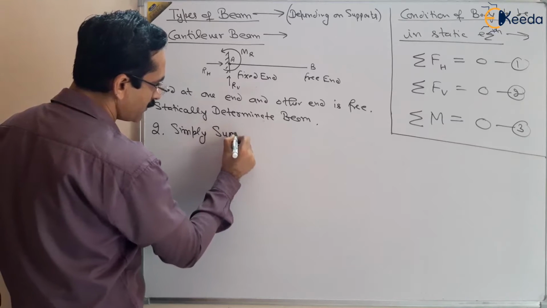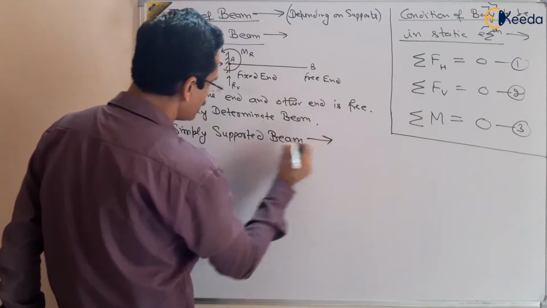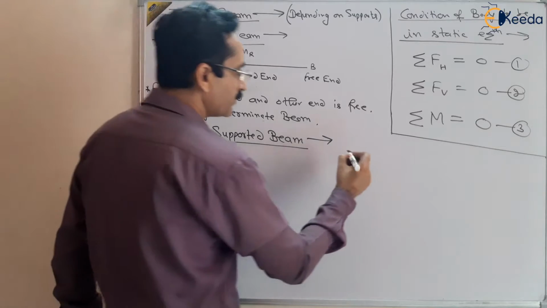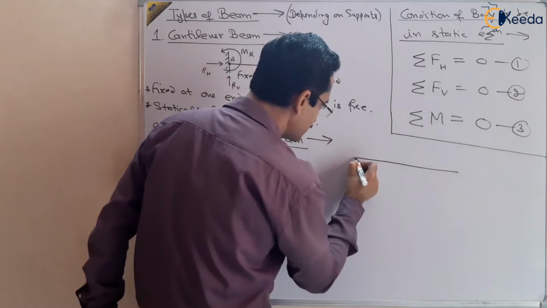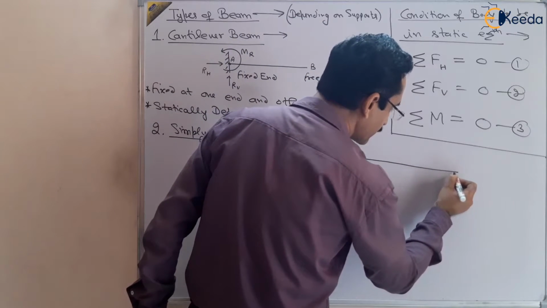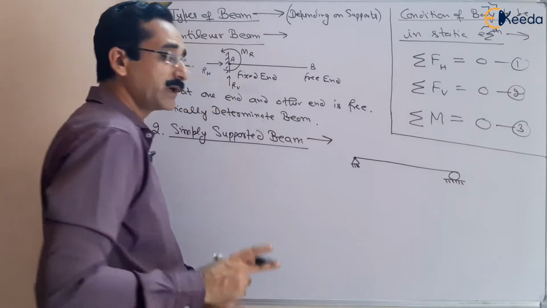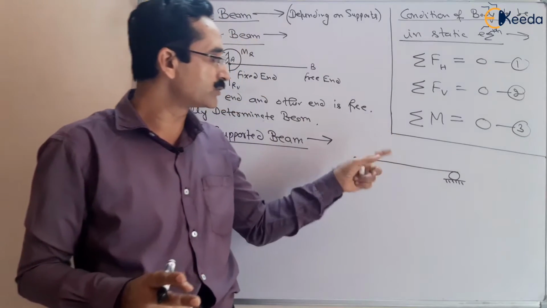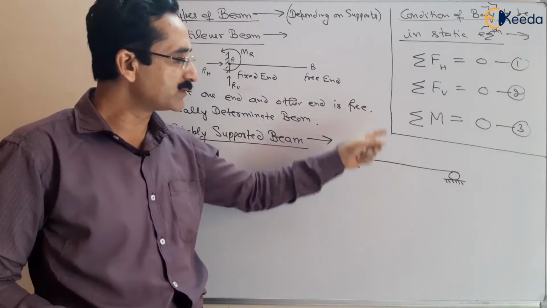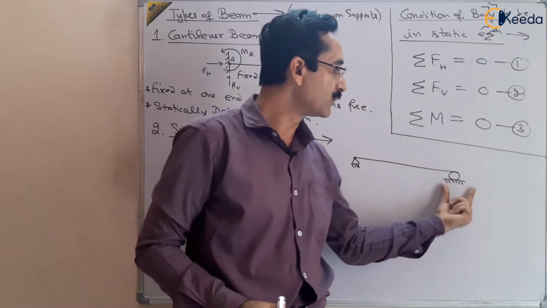Simply supported beam. What is a simply supported beam? The beam which is supported by one hinge joint and another roller joint or roller support. There are 2 supports to carry this beam, and this is called a simply supported beam because it is supported by 2 joints. One is a hinge joint, another is a roller joint, right?